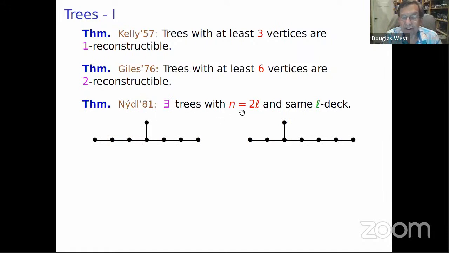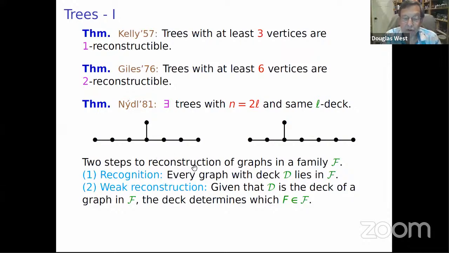Needle proved that trees, so here are two trees with the same number of vertices, it's 2L vertices. I add a pendant vertex at the middle of a path with an odd number of vertices or at one vertex next to the middle. So these are non-isomorphic trees, but they have the same L deck. Needle didn't really include a proof of that, but you can prove that using, again, the result about shifting one vertex on the path from one side to the other that I showed you earlier. So that's now fairly easy to prove.